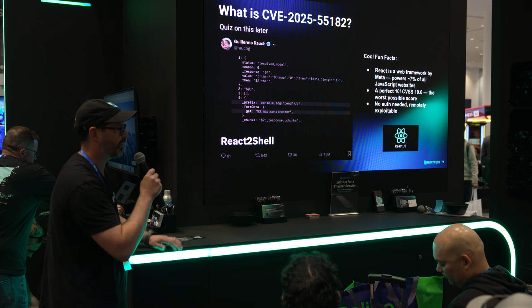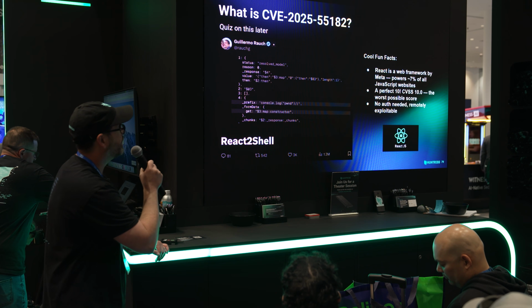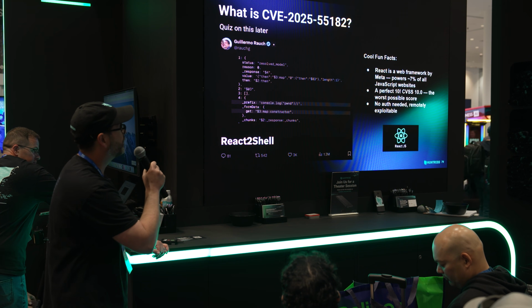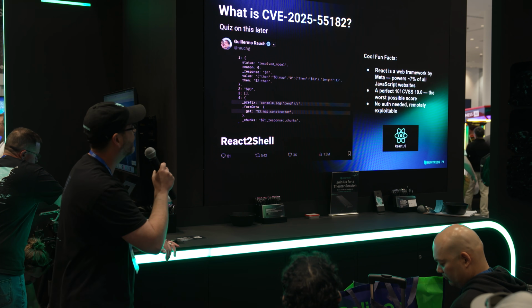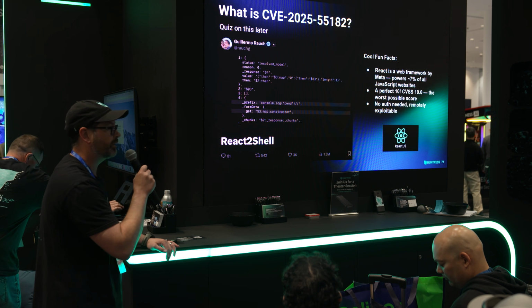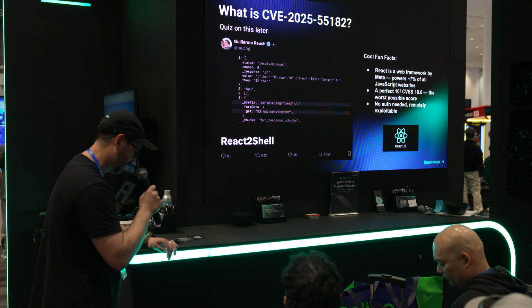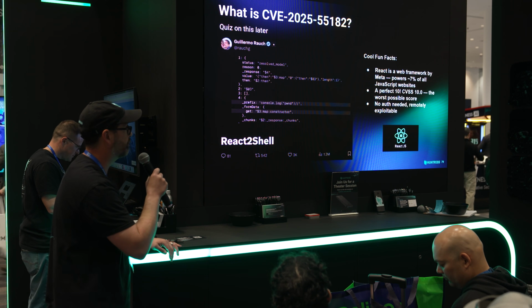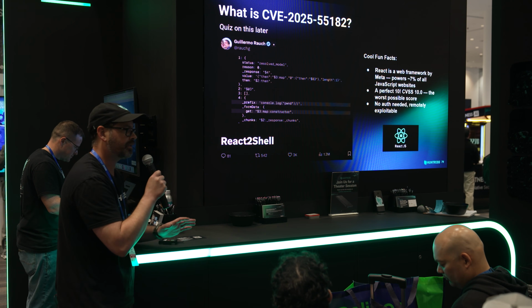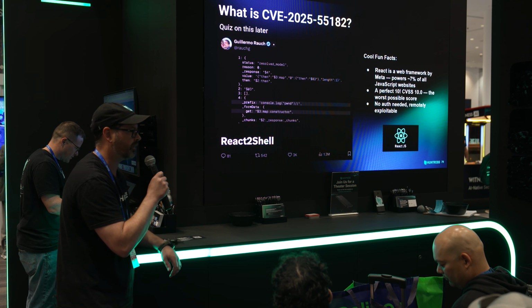All right, so let's start at the top. What is CVE-2025-55182? It's got a catchy name. There'll be a quiz at the end of this thing on what that is. Basically what it is, a vulnerability in the React framework. It's a JavaScript framework. It's really popular. It powers 7% of all websites on the internet.